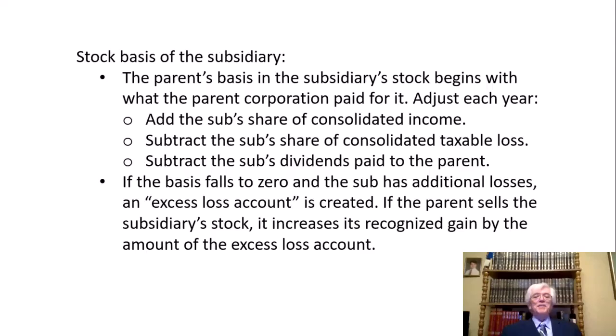And then if the basis falls to 0, and then we sell the subsidiary for $100,000, we will have $100,000 gain, $100,000 of proceeds minus 0 basis, plus a $20,000 excess loss account for a total gain of $120,000. It's very much the same as if you allowed basis to become negative, but basis can never be negative, so we use the excess loss account instead. If you think of it as negative basis, you wouldn't be wrong. That would be pretty much a good way to think of it.